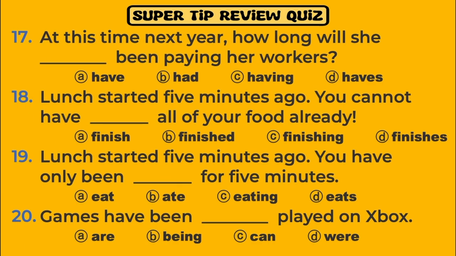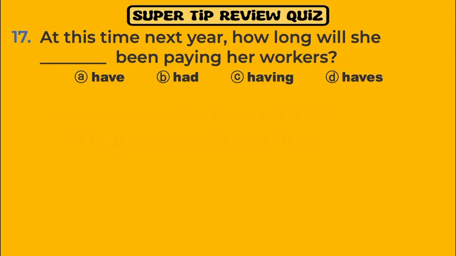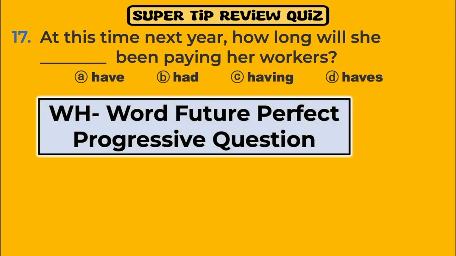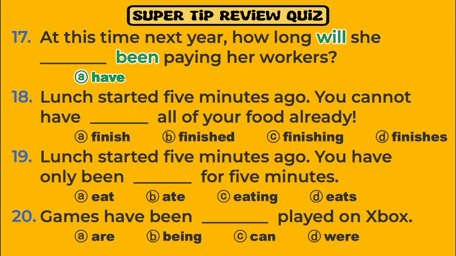At this time next year, how long will she been paying her workers? Oh, this one looks terrible. Oh my God, this is a WH question word. Future perfect progressive question. This is so confusing. I see the will. Will is a modal. Wait a minute, it's not so confusing. Will is a modal. Modal plus verb 1. How long will she have been paying her workers? That's all I need. Number 18.